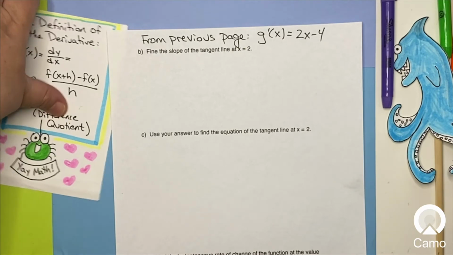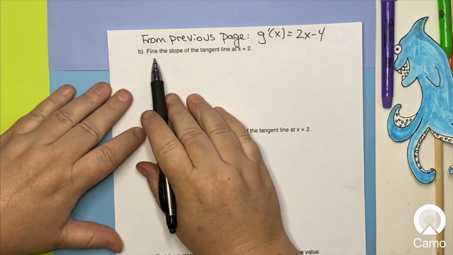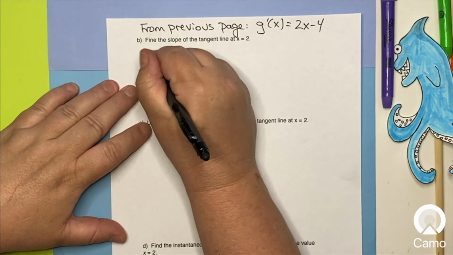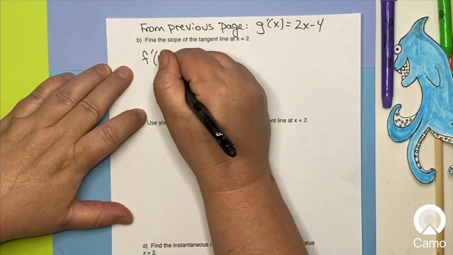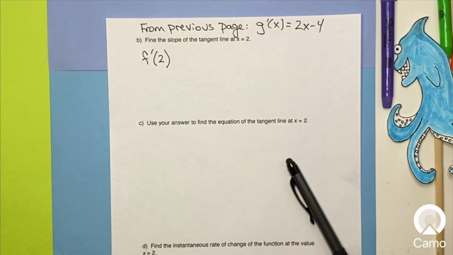Okay, we don't need this card anymore. Find the slope of the tangent line at x equals 2. So we want to find the derivative at x equals 2.